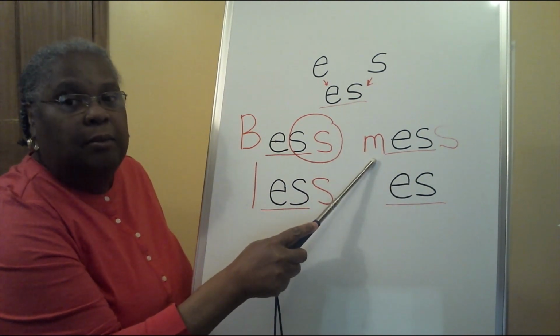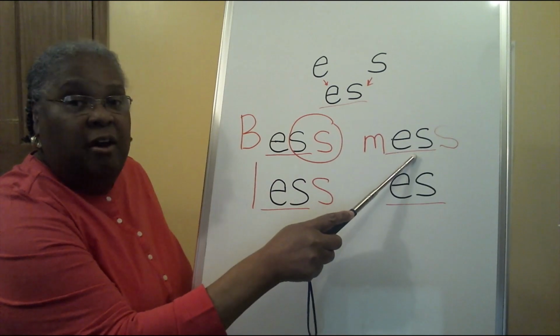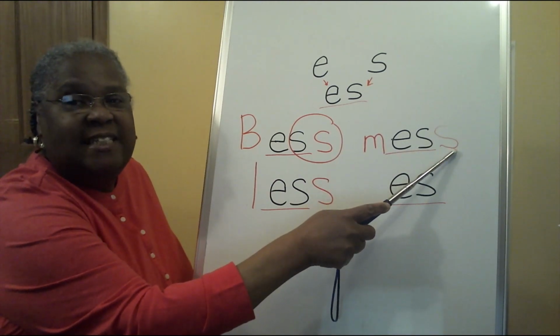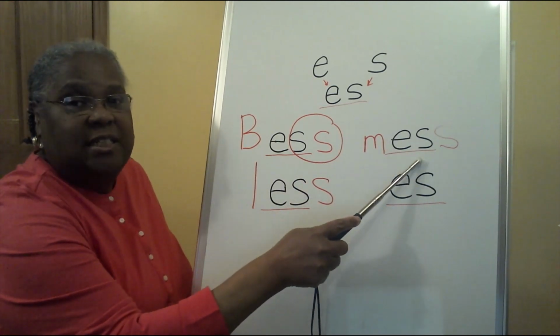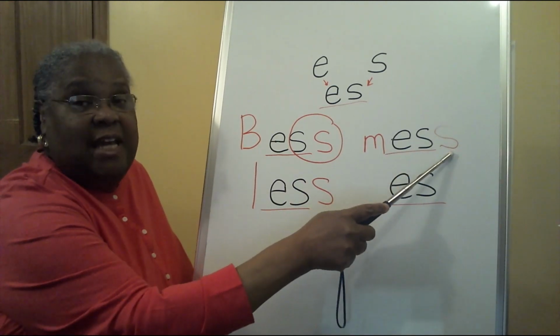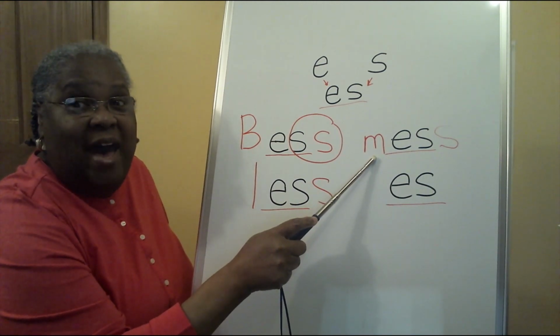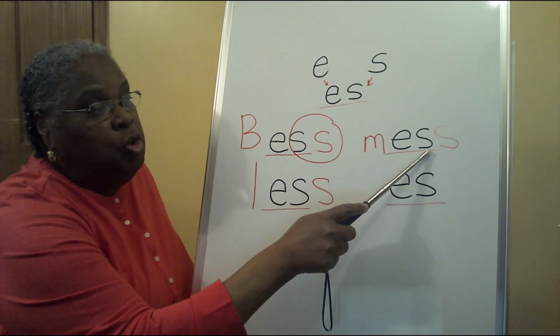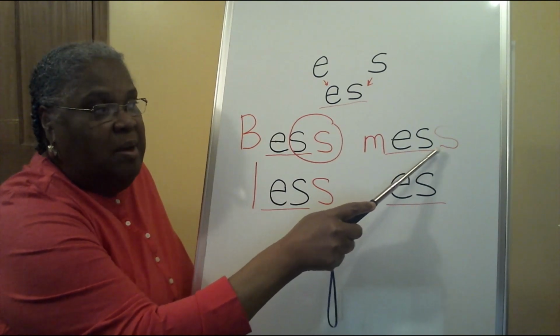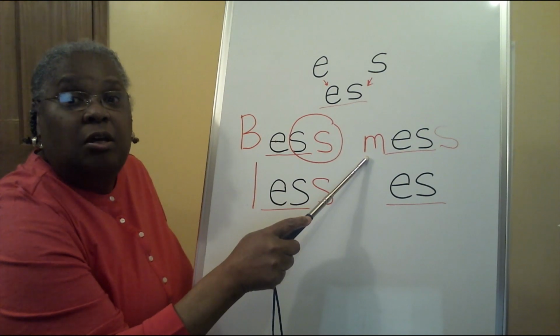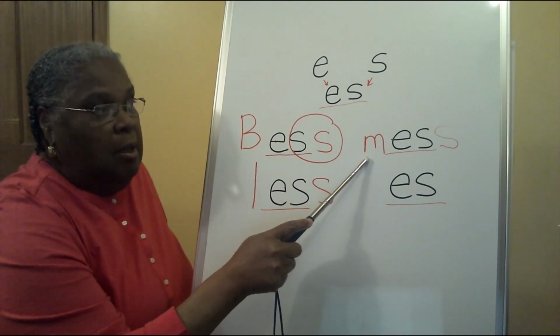Say the M sound, mm. Say the sound of the blend, S. Say the S sound, S. Now say the M sound and the sound of the blend and the S sound together smoothly, while remembering that when two identical consonants are side by side, they make one sound. Now say the word smoothly.